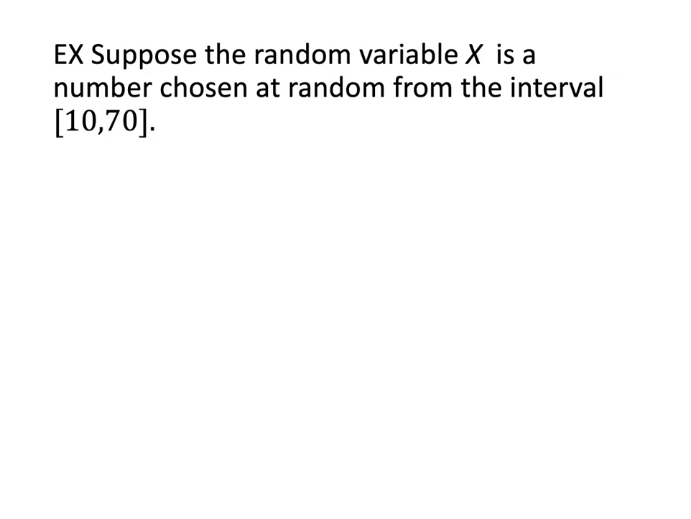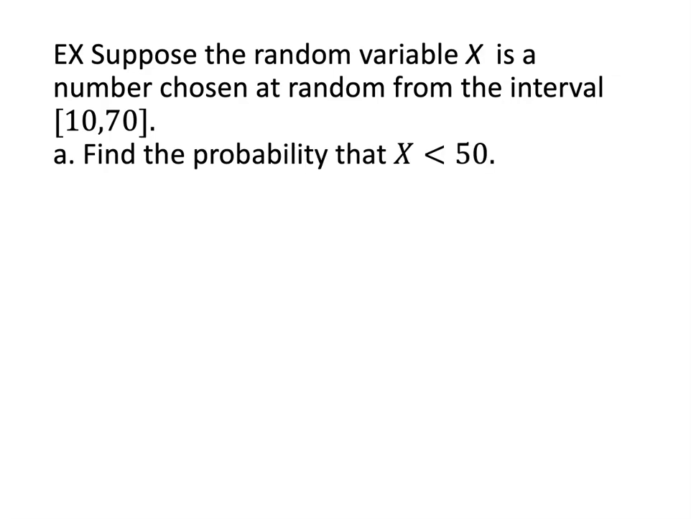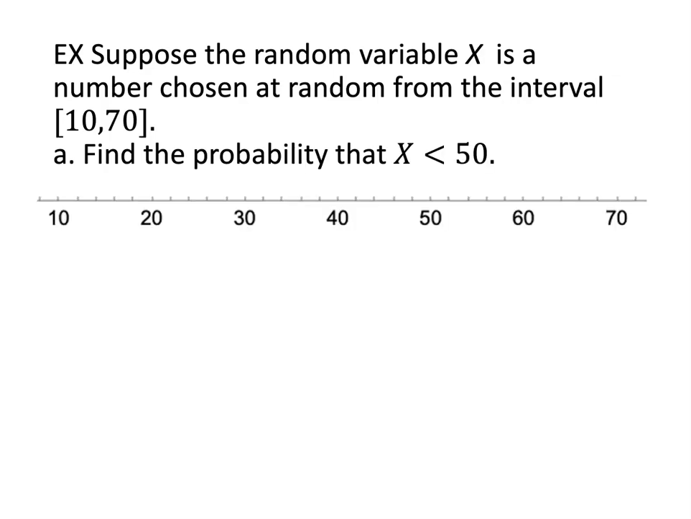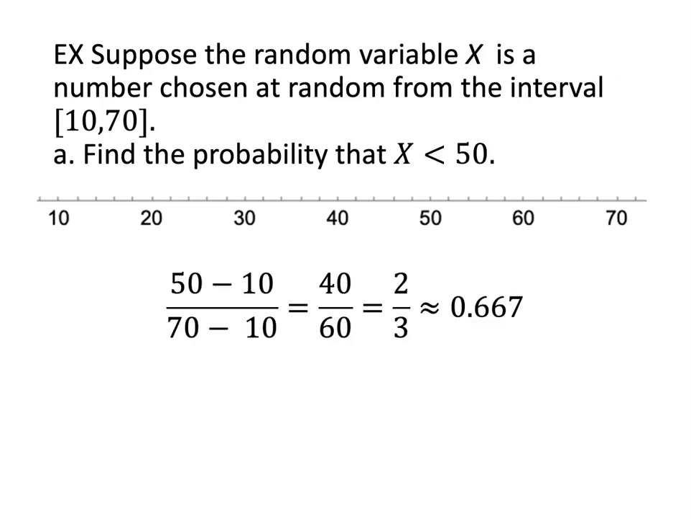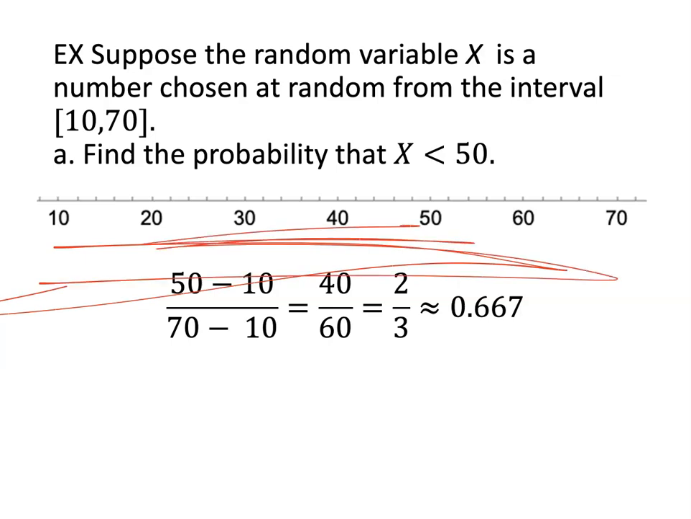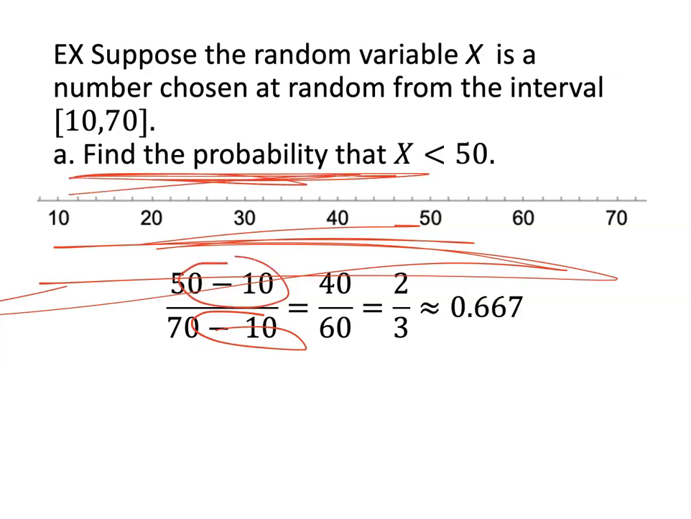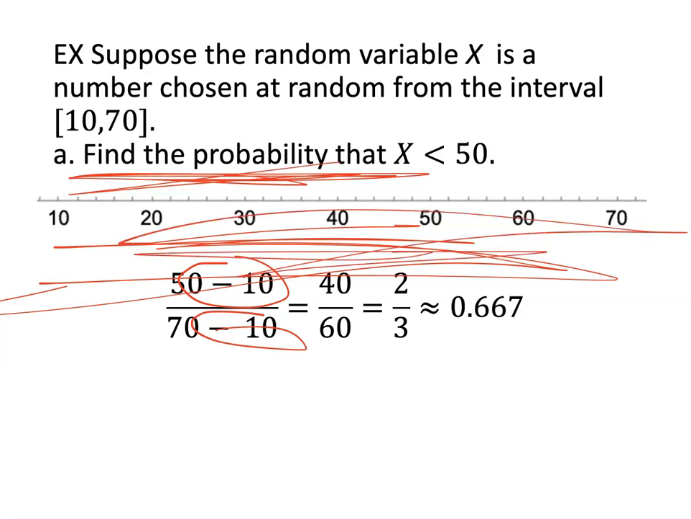Suppose the random variable x is a number chosen at random from the interval from 10 to 70. Find the probability that x is less than 50. Okay, here's our interval from 10 to 70. So it seems reasonable that the probability would be, this entire interval from 10 to 70, that's going to be 70 minus 10, that's the denominator. The numerator is going to be 50 minus 10. So we're going to get 40 over 60. In other words, the whole interval has width 60, and the interval we're interested in has width 40. So the answer would be 40 over 60, or 2/3, or 0.667.